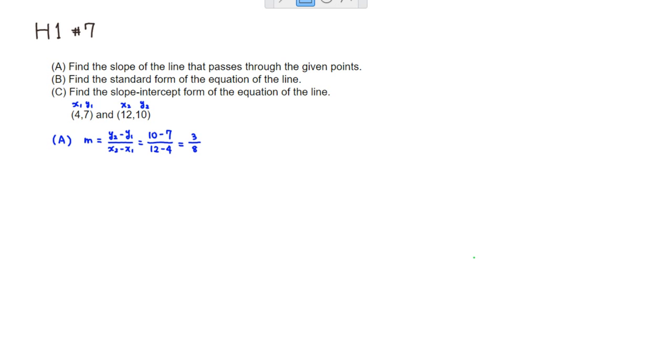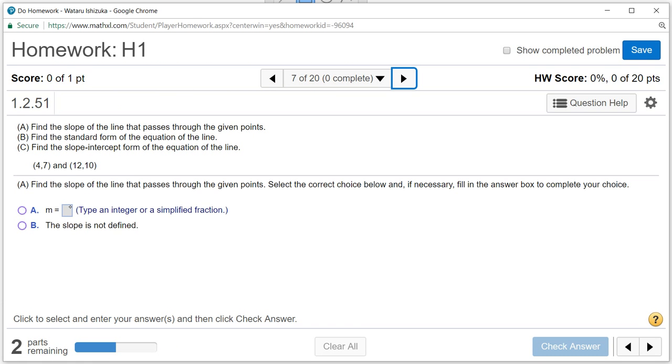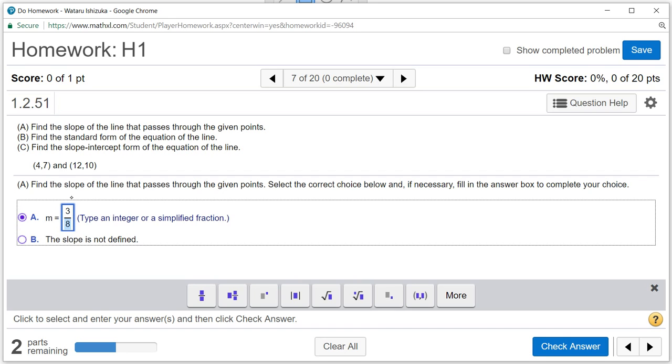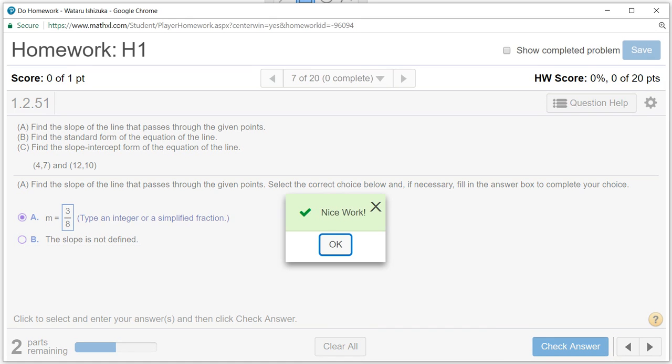So we have 3/8 is our slope. Let's check the answer. We got 3/8. So we got that.